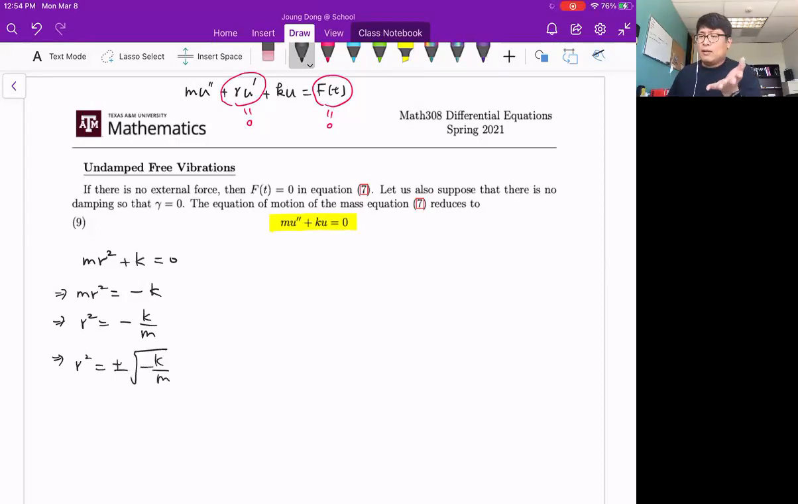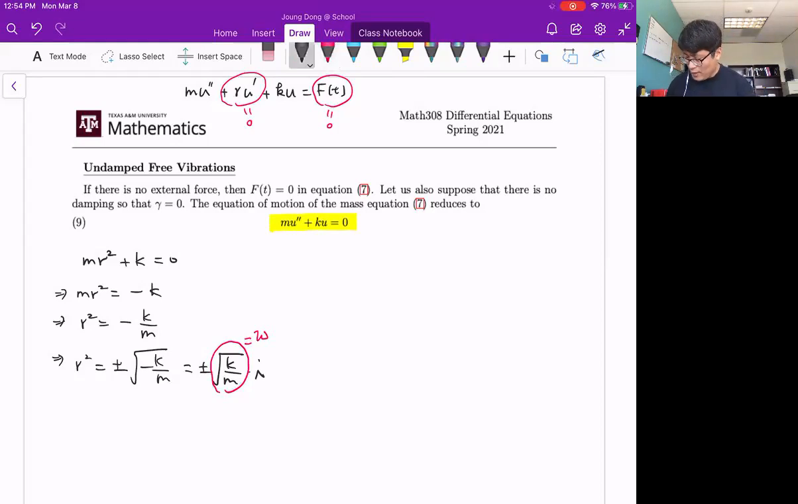Keep in mind the spring constant K and the mass are all positive. So you have a negative number under the square root, which means you have an imaginary number, which is plus and minus square root of K over M times i. For my convenience, let's say square root of K over M is omega. We learned how we can write the solution of this differential equation with the imaginary number, so we're going to use Euler's formula.